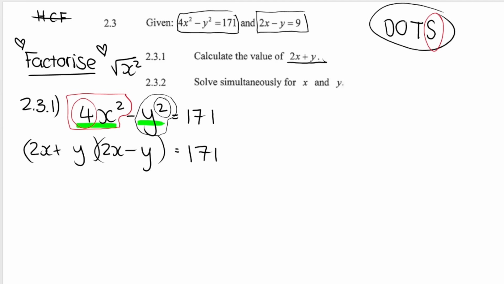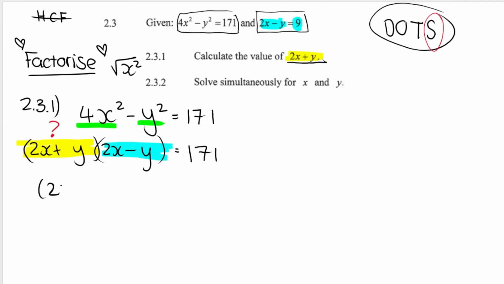I carry down the 171. Remember, the question wants to know what is the value of 2x plus y. We want to know what this is equal to. What we also know from the question is the fact that 2x minus y is 9. So in the place of this, 2x minus y, I can put 9. Like this, in the place of 2x minus y, substitute a 9.